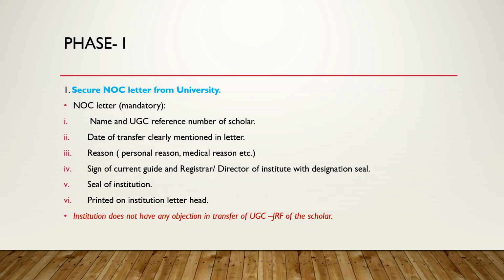Then the sign of the current guide, and the sign of the registrar or director of the institute with their designation seals. This part is very important. Then the seal of the institution, and the whole NOC letter should be printed on institutional letterhead. The matter of the NOC letter should be that the institution does not have any objection in the transfer of the UGC JRF of the scholar, with the name of the scholar, and the reason should be briefly mentioned.